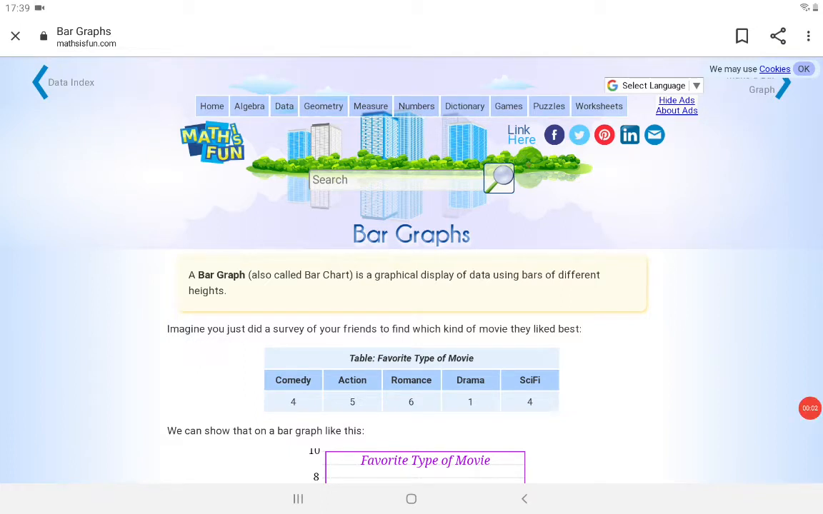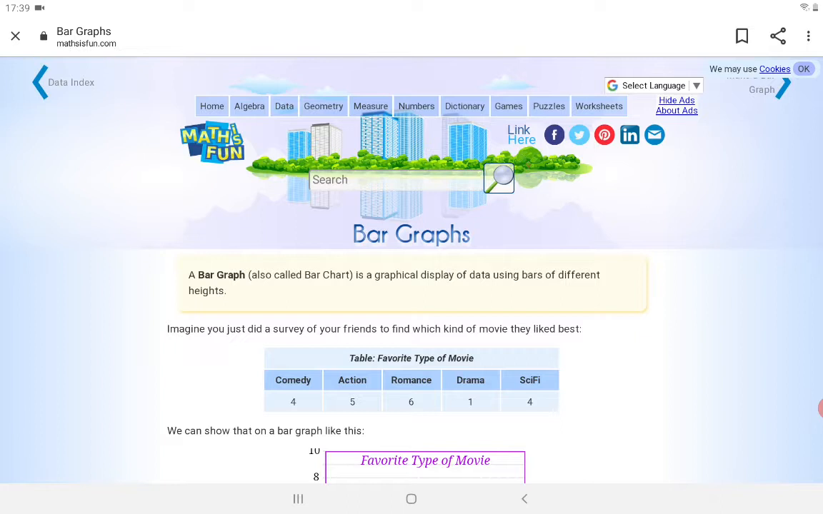Hello class, today I'm just going to go through this web page which is called Maths is Fun, and in this web page we're going to go through what are known as bar graphs. A bar graph is a graphical display of data using bars of different heights. Now this is going to make sense much more in a minute.